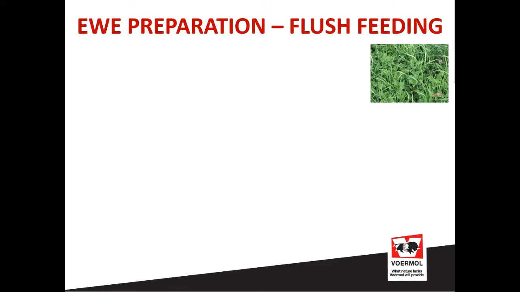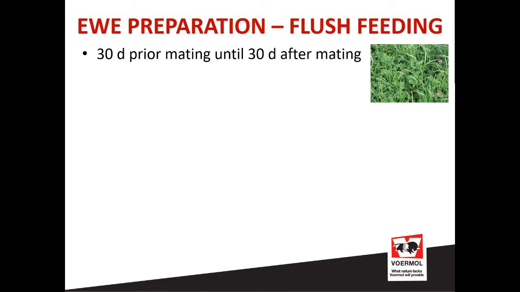All right, so to kick off, we're going to start with ewe preparation for flush feeding. Remember, that's about 4 to 6 weeks before mating. My rule of thumb is 30 days prior to mating. You continue with flush feeding during the mating season, and you continue another 30 days after you remove the ram. So in total, it should be somewhere in the area of 50 to 60 days of flush feeding.